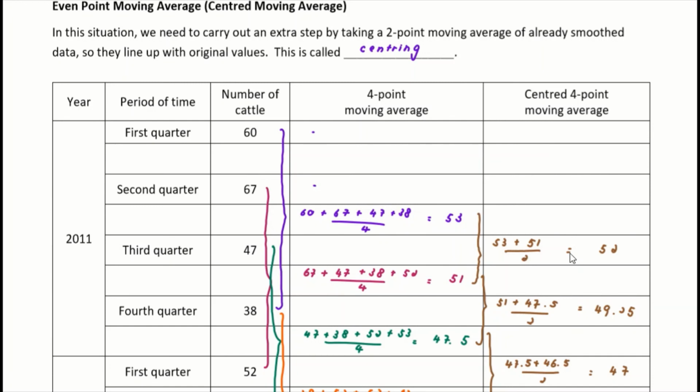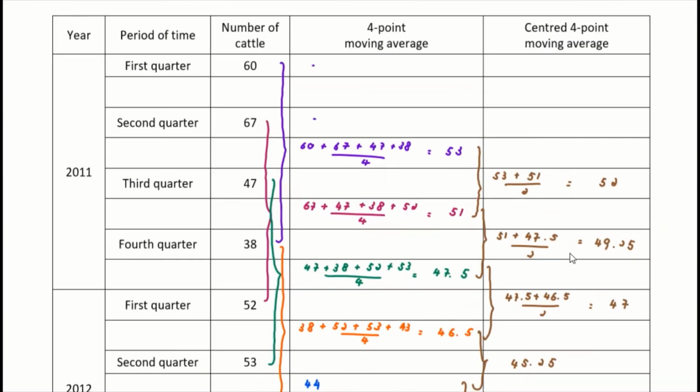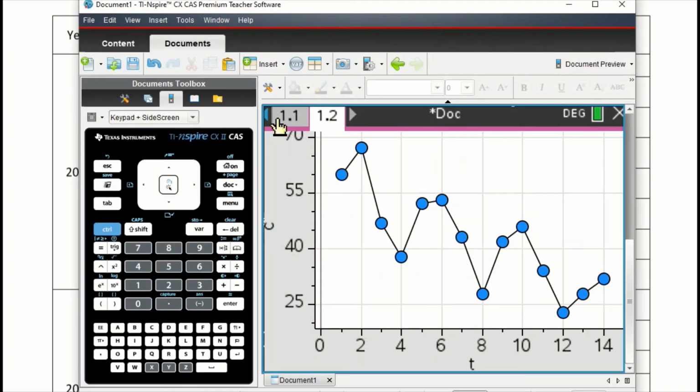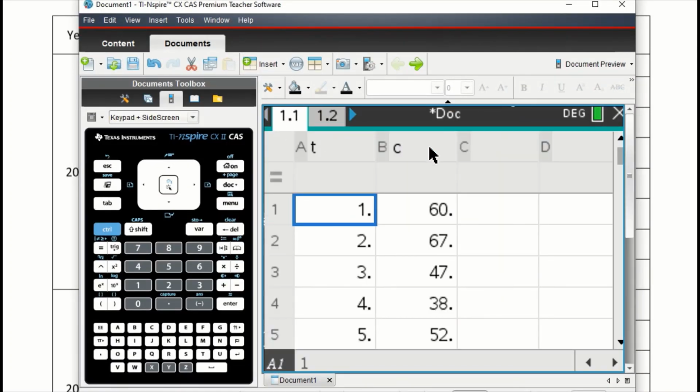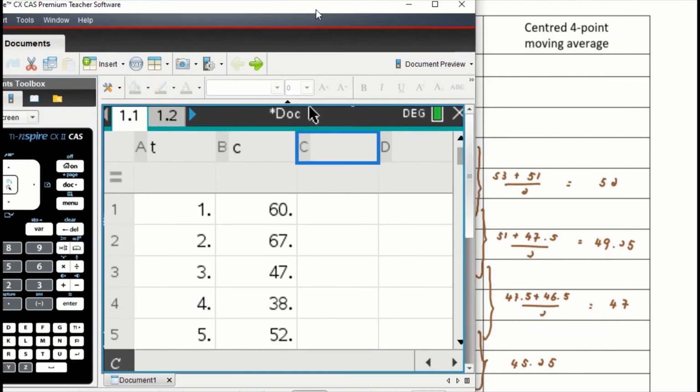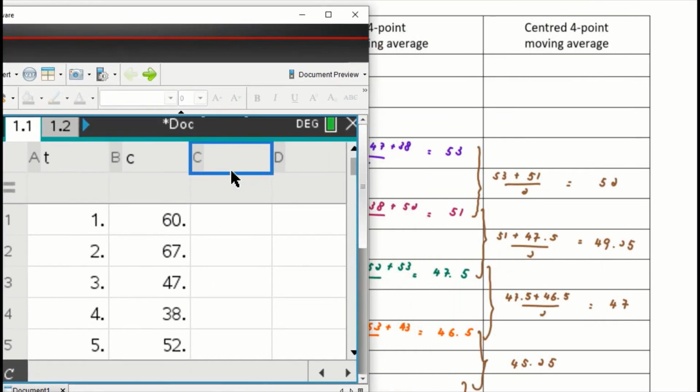Okay, so now let's try to put this in our calculator and see what happens after we carry out the centered 4-point moving average. Okay, so let me just try to do this. All right, so this is the number that we get. After we carry out the centered 4-point moving average, let me use CMA. Then I'll be able to get, starting from the third value here, 52.